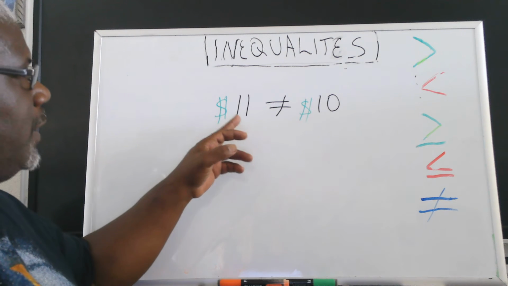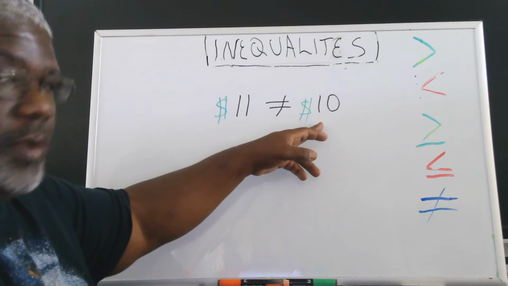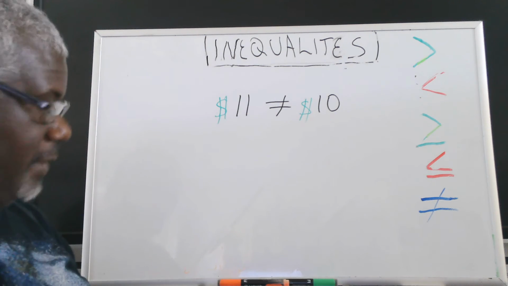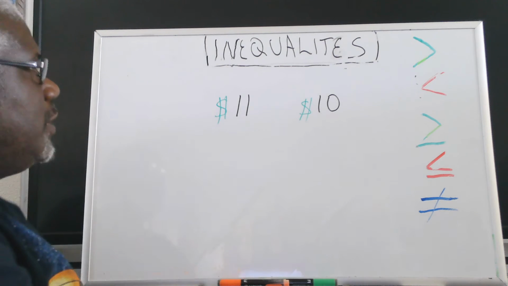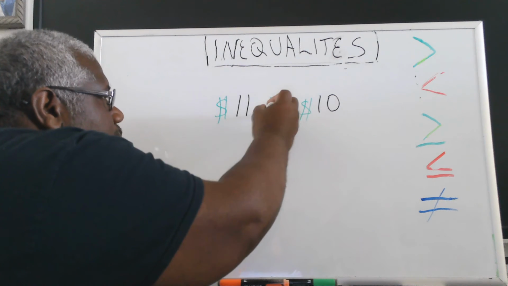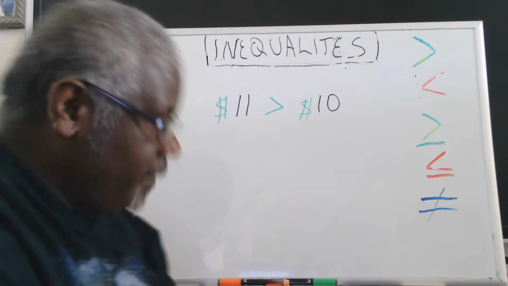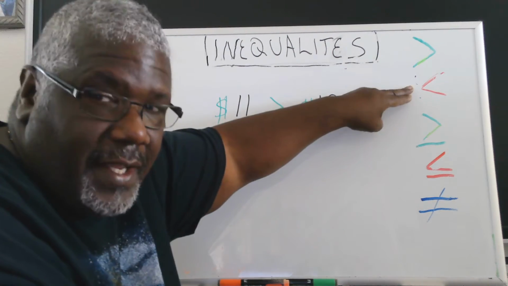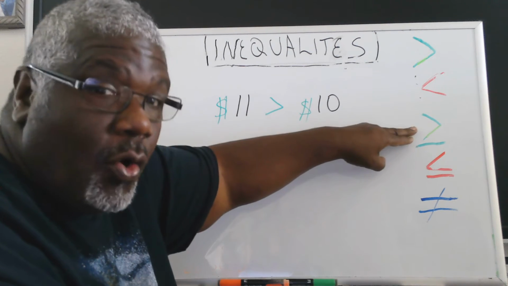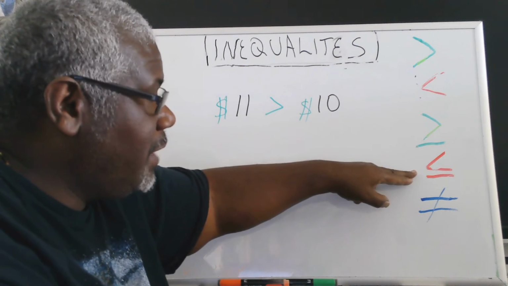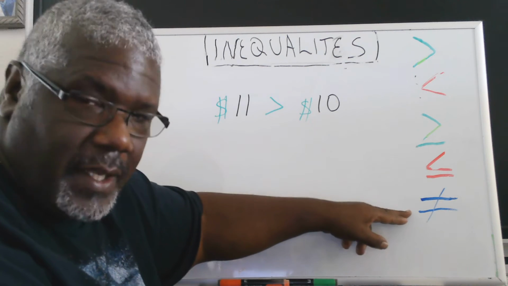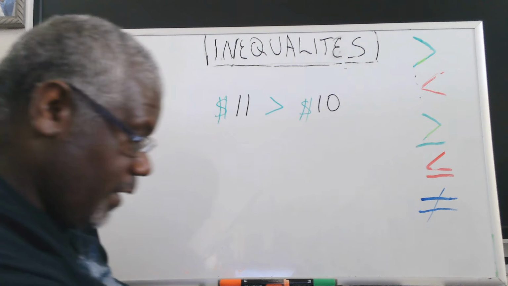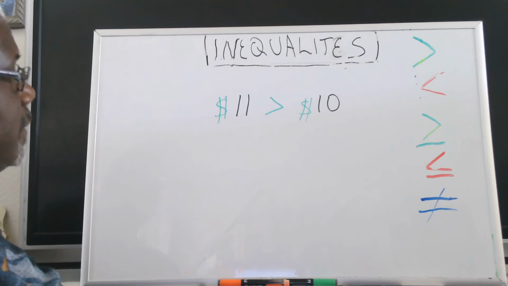Well, is 11 bigger or smaller? We already know that 11 is greater than 10. That's where this symbol comes in. 11 is bigger or greater than 10. Greater than, less than, greater than or equal to, less than or equal to, and just plain not equal. So 11 is definitely greater than 10.